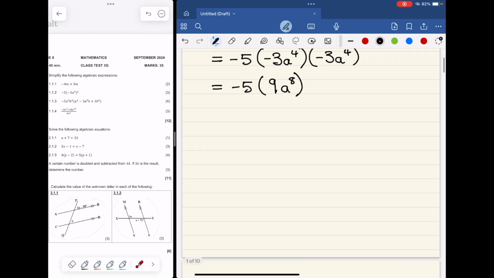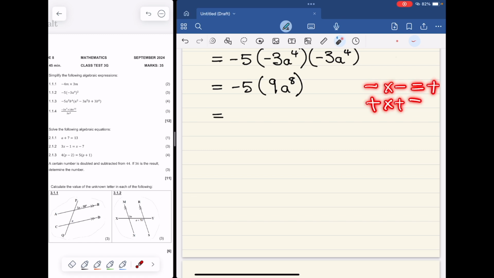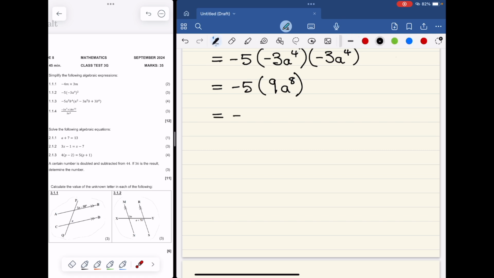And now I'm free to multiply the negative 5 with the stuff in the bracket. So I'm simply going to take the negative 5 and multiply it with a 9, and that gives me negative 45. The mistake that I pick up here once again is the negative and the fact that we ignore this negative. The rules of signs are very simple. Same signs gives us positive, and different signs gives us negative. That's literally all you need to remember. So I have then negative 45 a to the power 8.